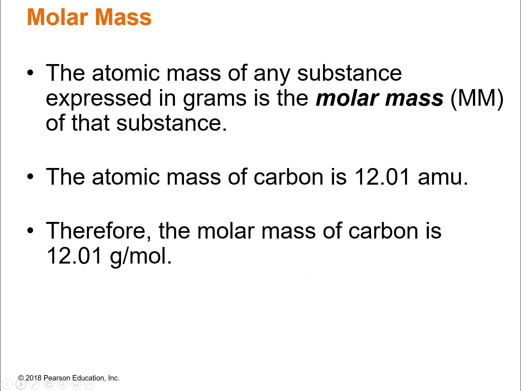So that is the first kind of mole calculation, taking the number of particles, converting it to moles, or the number of moles converting to particles. Now we'll talk about molar mass. The atomic mass of any substance expressed in grams is the molar mass of that substance. We have the example of carbon. Its atomic mass is 12.01, so the molar mass of carbon is 12.01 grams per mole, and that's what that g/mole is.